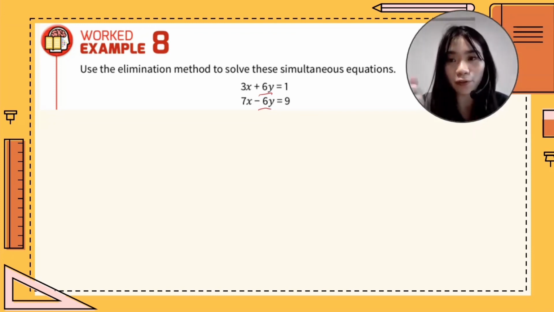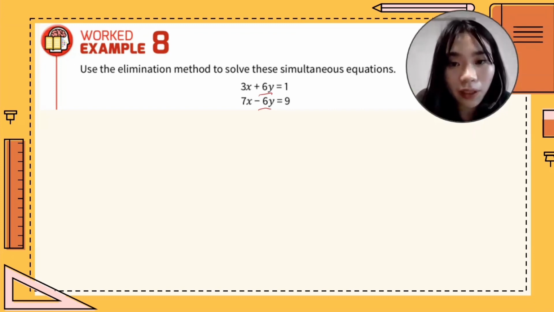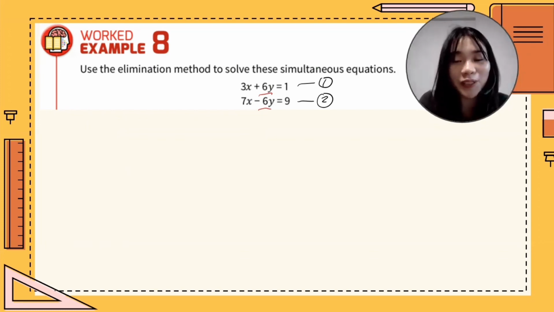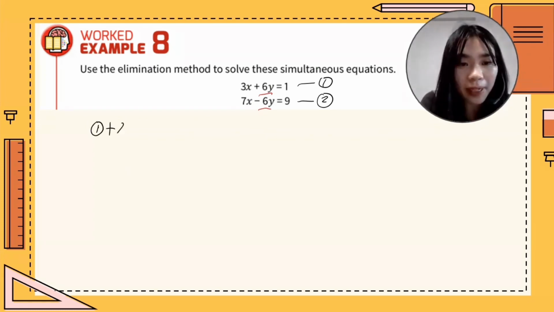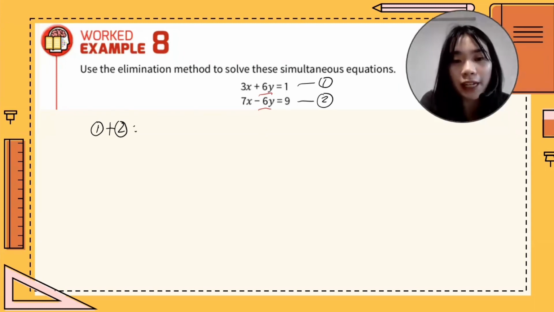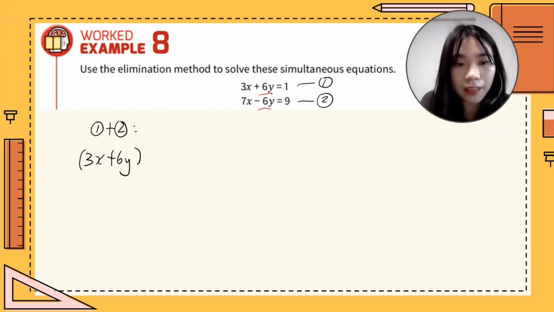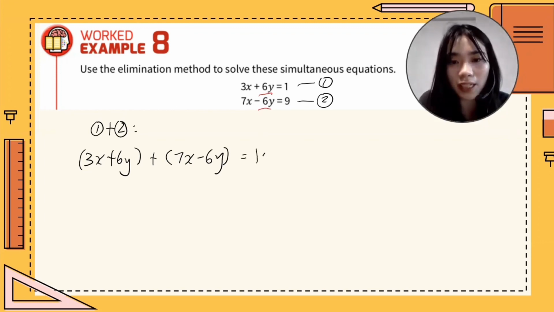Now, this makes for a very good set of equations to use elimination rather than substitution, because you see there are coefficients, right? So for this one, let me label it the first and second equation. And if I were to add these two equations together, 1 plus 2, what you will realize is the 6y does something special. So this is the left-hand side of the first equation added to the left-hand side of the second equation, equals the right-hand side of the first equation added to the right-hand side of the second equation, okay?